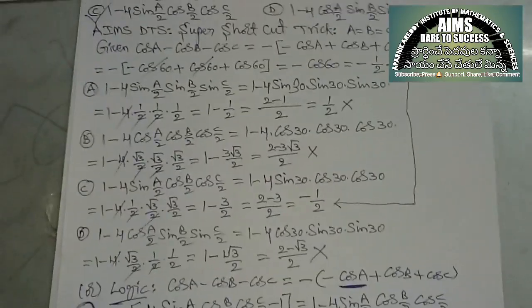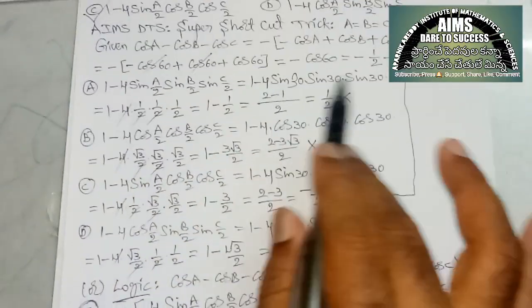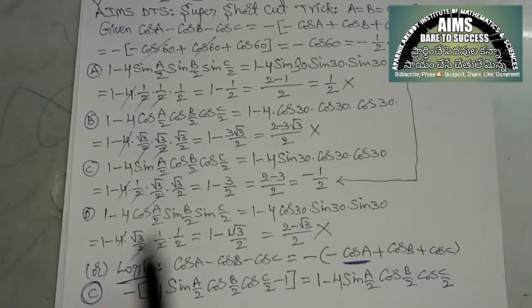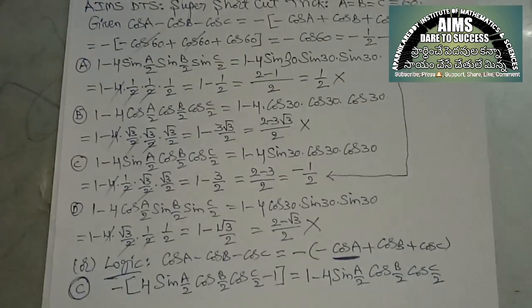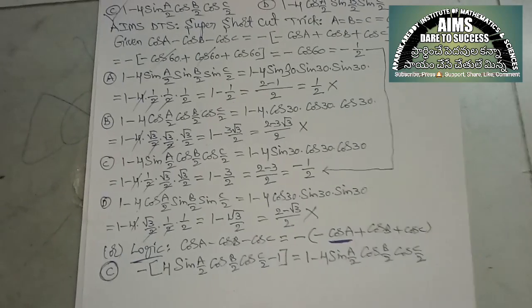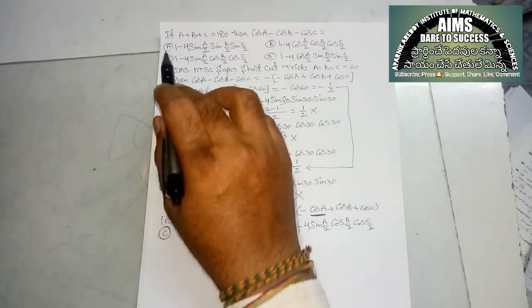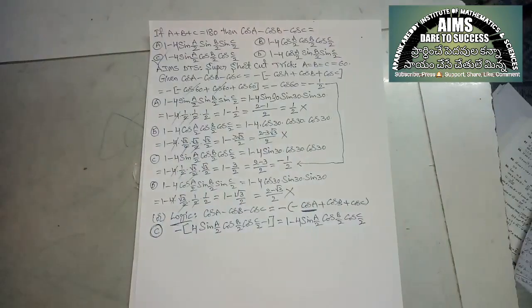So according to ABC 60 degrees you can get the answer easily. According to my logic also you will get the same answer. So whichever is easy for you, you can follow that one. So option C is right for the given question.